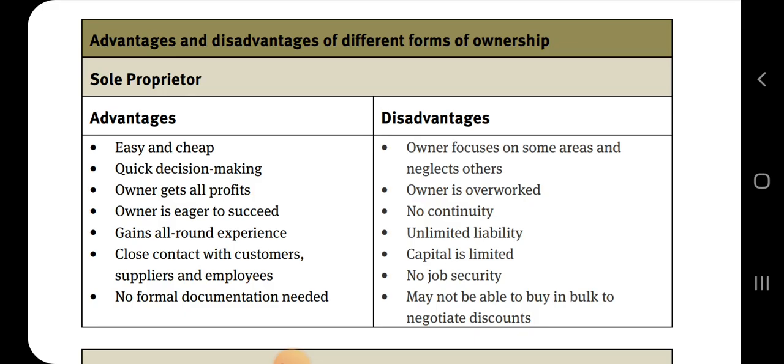There's no job security because if the owner dies, the business closes. Even if the owner has employed you, when they are no more, the business is no more, and may not be able to buy in bulk to negotiate discount.